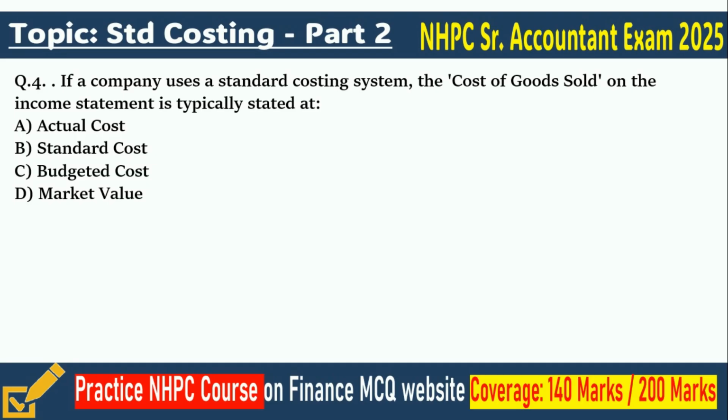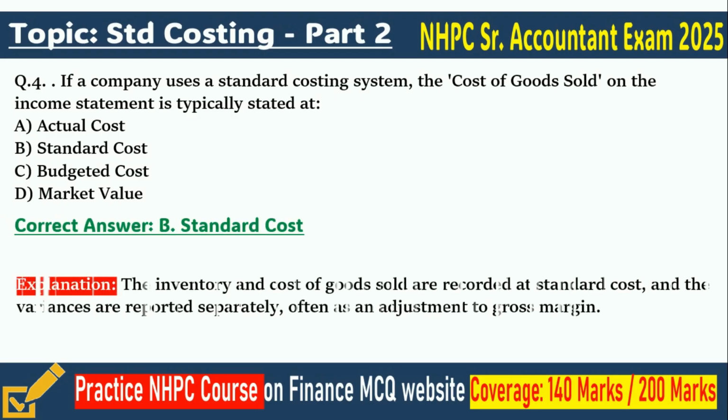If a company uses a standard costing system, the cost of goods sold on the income statement is typically stated at option A, actual cost, option B, standard cost, option C, budgeted cost, option D, market value. So, what should be the correct answer? Friends, this will be option B, standard cost. So friends, the inventory and cost of goods sold are recorded at standard cost and the variances are reported separately, often as an adjustment to gross margin. Moving on. Friends, next question.